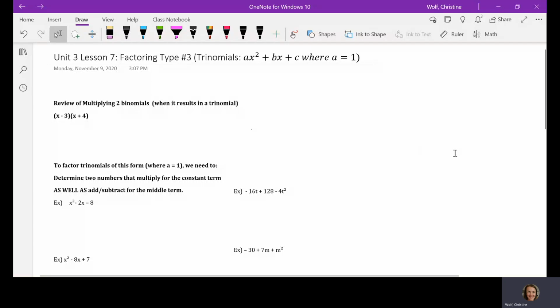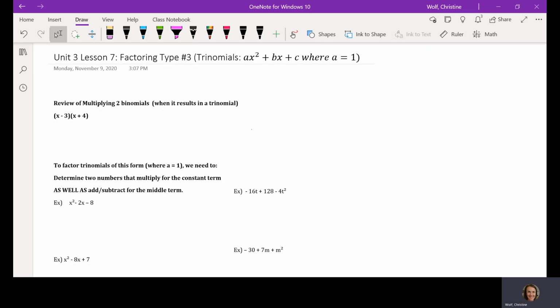Here is the video for Unit 3, Lesson 7. And Unit 3, Lesson 7 will be about factoring type number 3. So far we've learned factoring types 1 and 2. So type number 1 would have been Lesson 5. And that was factoring type 1 where you remove the greatest common factor.